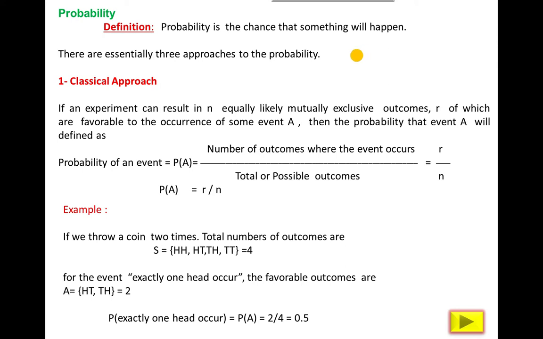Bismillahirrahmanirrahim. Today we will start a new topic, probability.